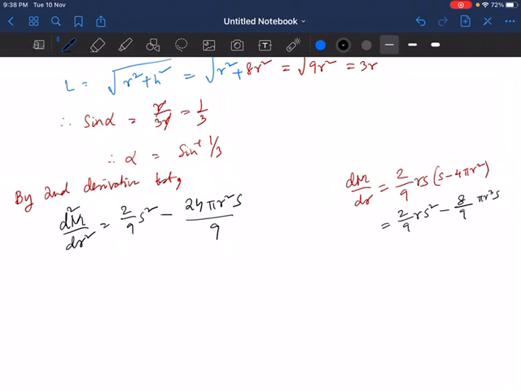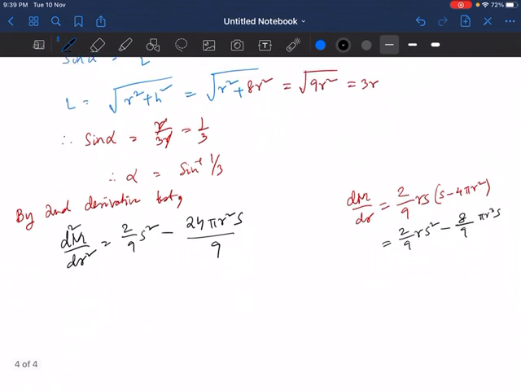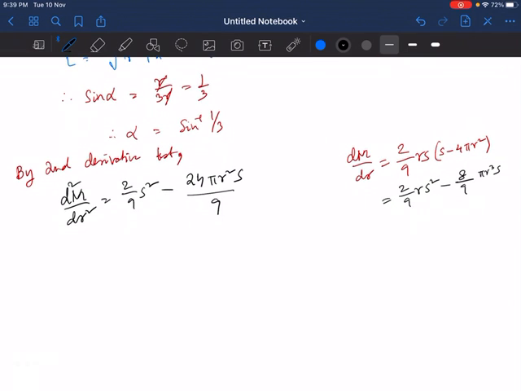So let us see one thing. What we can do now is put the value of s and see it. So wait a second, let me just check this one. 2 by 9 rs, s minus 4 pi r square. Yeah, so we are getting 24 by 9. So we can cut with 3. So let me just write this one. If I take 9 out, we get 2s square minus 24 pi r square s. So this is what we have.